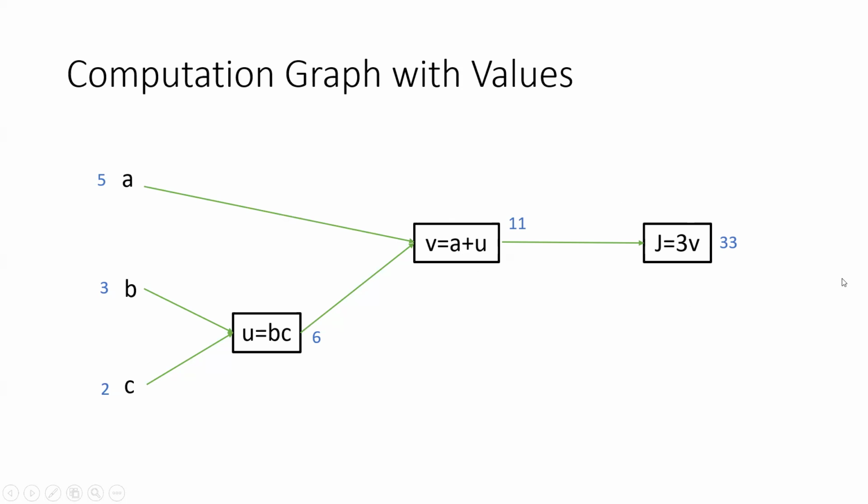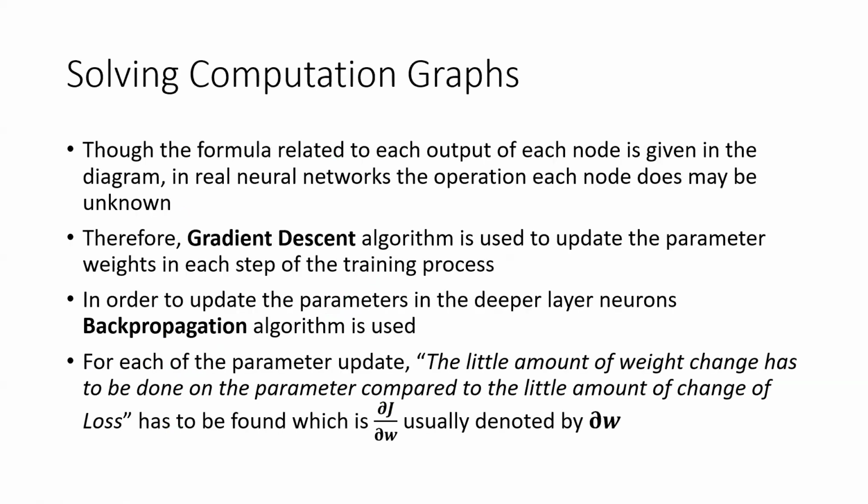So what are the parameters in this computation graph? V, U, A, B, C, etc. So you have to find how each of these parameters should be updated in each of the steps. This is known as the backpropagation algorithm used in neural networks, right?